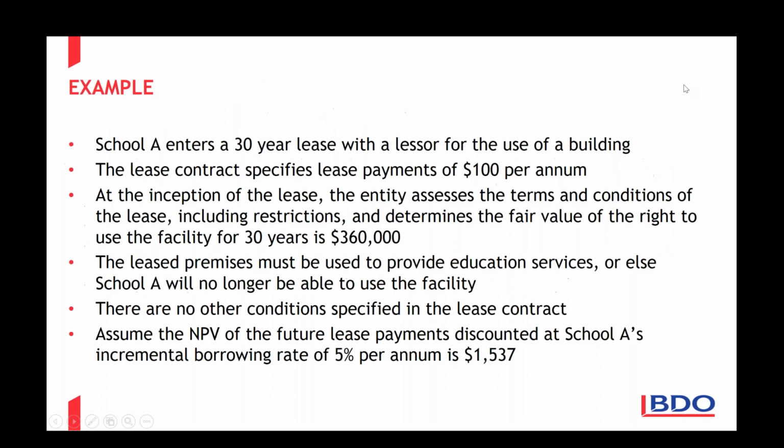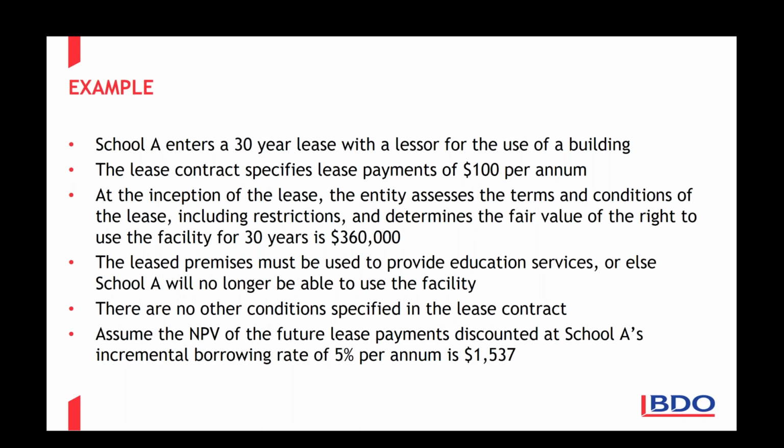So in my example, for instance, School A enters into a 30-year lease with a lessor for the use of a building. The lease contract specifies lease payments of $100 per annum. At inception of the lease, the fair value of the right to use the facility for 30 years is determined to be $360,000, and we got corporate finance to do that. The leased premises must be used for education purposes, so it's not sufficiently specific, so we can't use AASB 15. We have to use AASB 1058 instead. There are no other conditions in the lease.